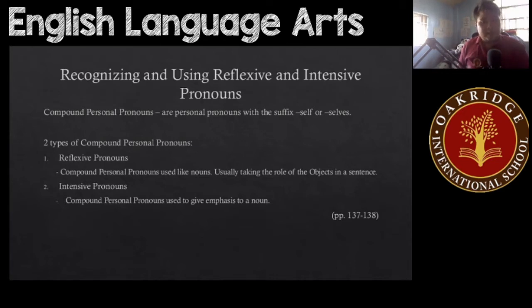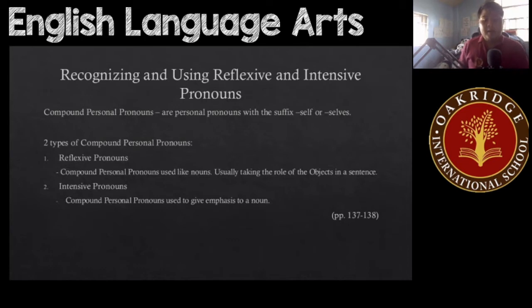Now, there are two kinds of compound personal pronouns: reflexive pronouns and intensive pronouns. Reflexive pronouns are compound personal pronouns used like nouns, usually taking the role of objects in a sentence. They usually take the roles of either direct objects, indirect objects, or objects of the prepositions.